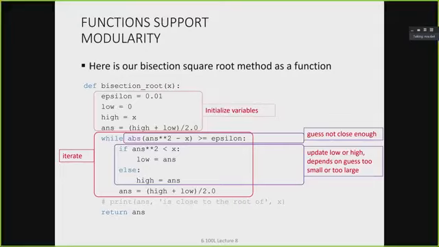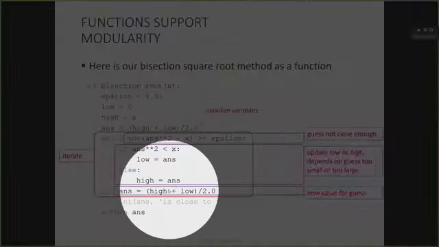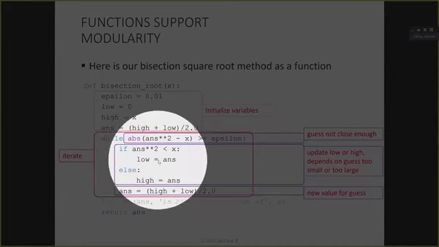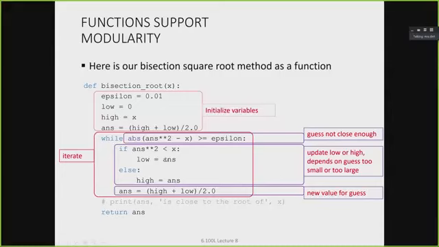This should be review, hopefully. And then after we've decided on which endpoint to update, we update our new guess to be whatever high plus low divided by 2 again. So the midpoint of those, where either high or low would have just changed, right? Because of this if-else. And this loop will just keep going over and over again, making better and better approximations until we come within plus or minus epsilon of the square root of x.